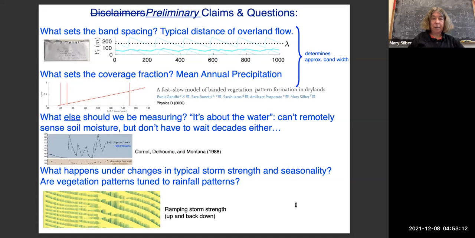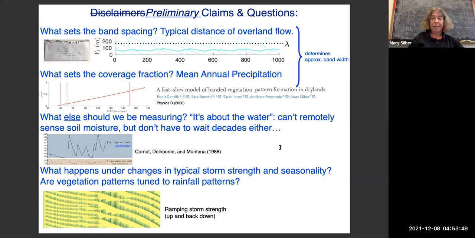Okay, the takeaway is that we had this claim about what sets band spacing associated with overland flow. One could also look at something like coverage fraction, and at least in our fast flow model, there was an indication that that just tracks fairly linearly with the mean annual precipitation. So the mean annual precipitation with this typical storm strength would give you an approximate bandwidth as well as band spacing.